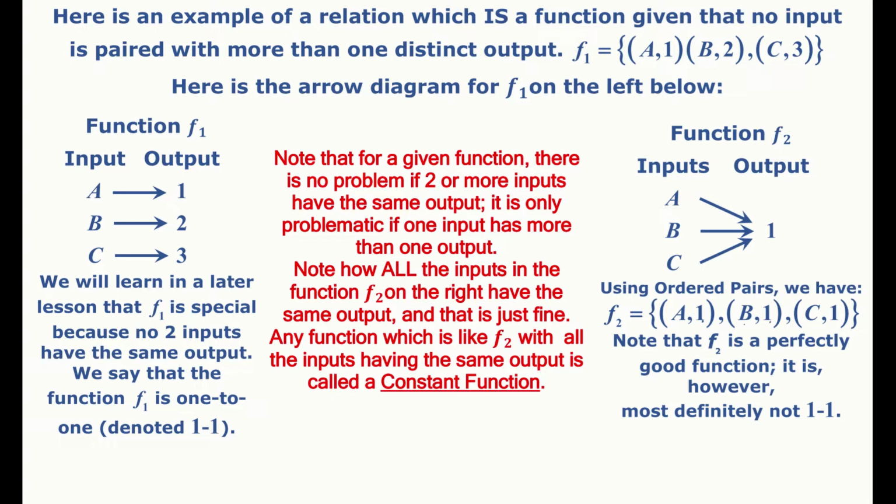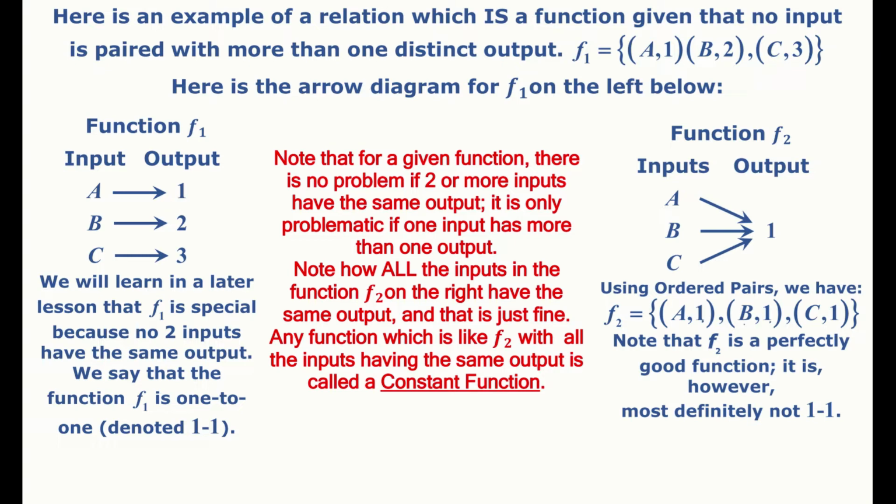In fact, this is also a special kind of function. When all inputs of a function have the same output, we call that a constant function, because its output never changes. So we call this a constant function.